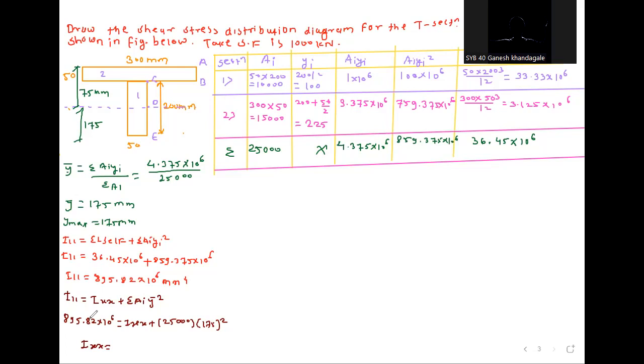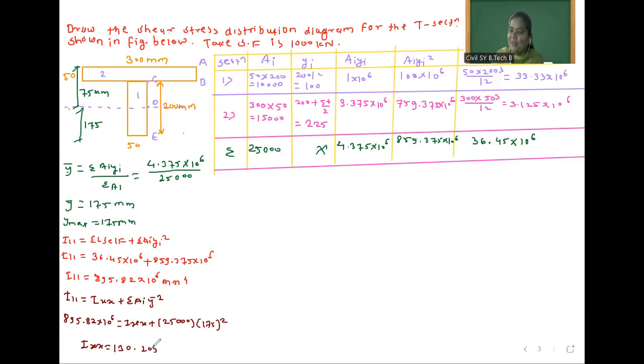130.205 into 10 raised to 6. Okay, right. Correct answer. 130.205 into 10 raised to 6 mm raised to 4. So this is the moment of inertia.